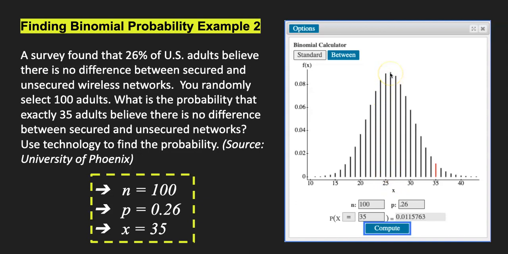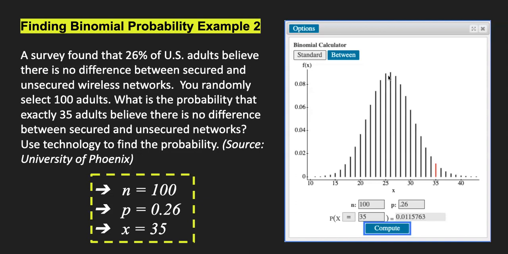I'm going to talk about how to find the mean of a binomial distribution later. The mean of a binomial distribution is simply n times p. Take a look: 100 times the p, 0.26, gives you 26. That's actually the very last slide that I want to go over with you. But the mean of a binomial distribution is n times p, just something that you will see later.